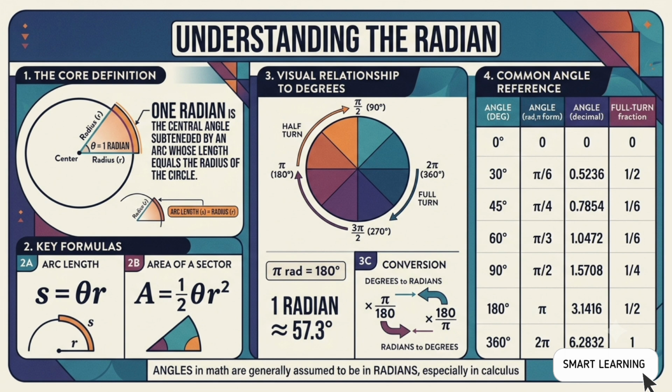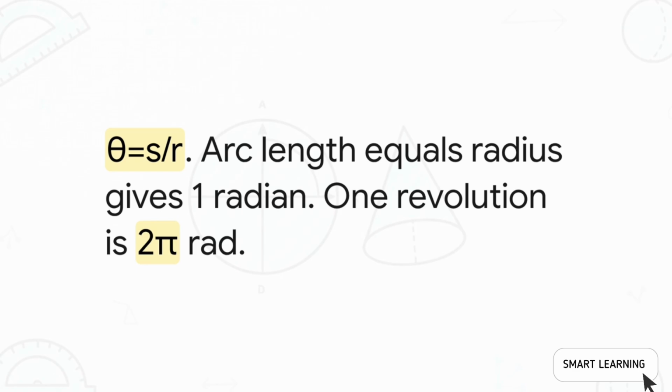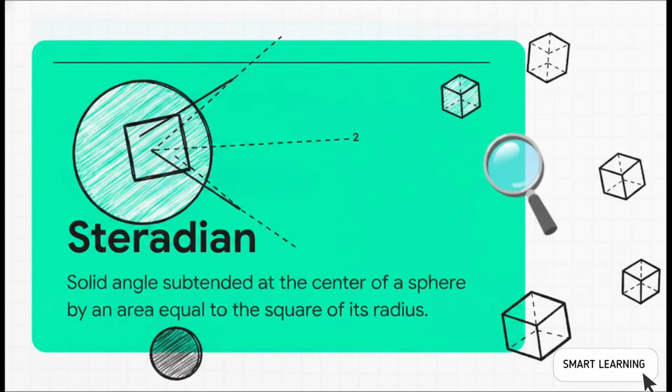You can really see that elegance when you visualize it. Notice how that one perfect radian only happens when the outer arc length, which we call S, perfectly matches the length of the radius, R. It's a strict 1-to-1 ratio. And that visual directly gives us our crucial formula. Theta equals S over R. When that arc length equals the radius, boom, theta is exactly 1 radian. And because of this neat little relationship, if you go all the way around, one complete circular revolution, you get exactly 2 pi radians.